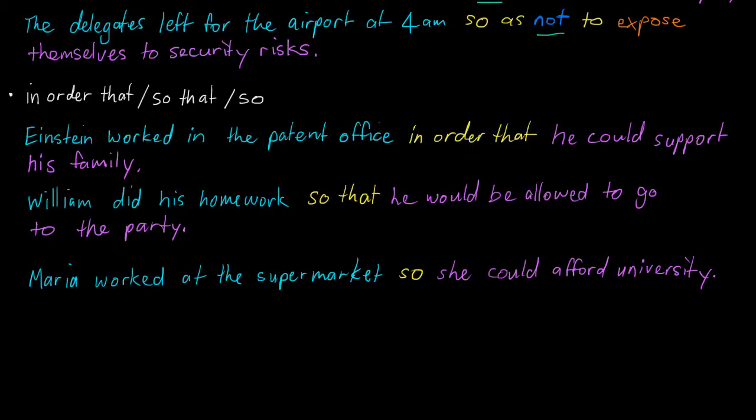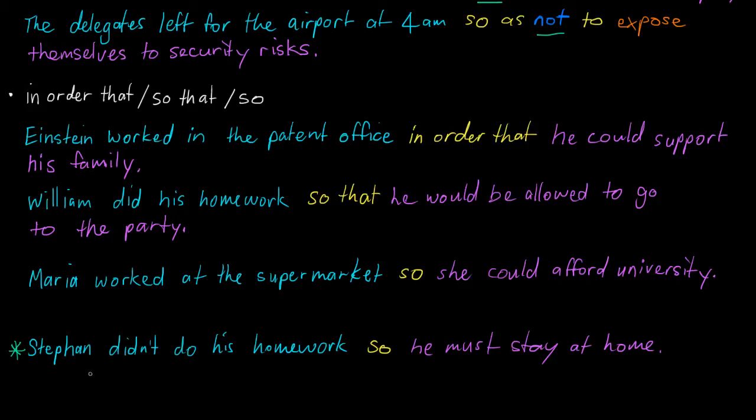Let's look at something to watch out for. Stefan didn't do his homework, so he must stay at home. If you compare these two, you'll see that there's actually a slightly different meaning. So let's just try placing so that in this position. Maria worked at the supermarket so that she could afford university. That makes perfect sense. Let's try it here. Stefan did his homework so that he must stay at home. That clearly does not work because we actually have a different function when we use this one.